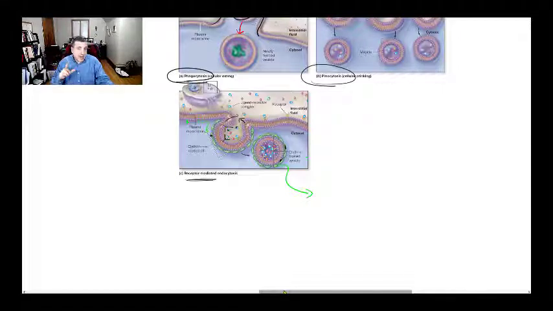So that is active transport, and I think, if I'm not mistaken, we have cellular respiration next. That's a big one. So stay tuned.